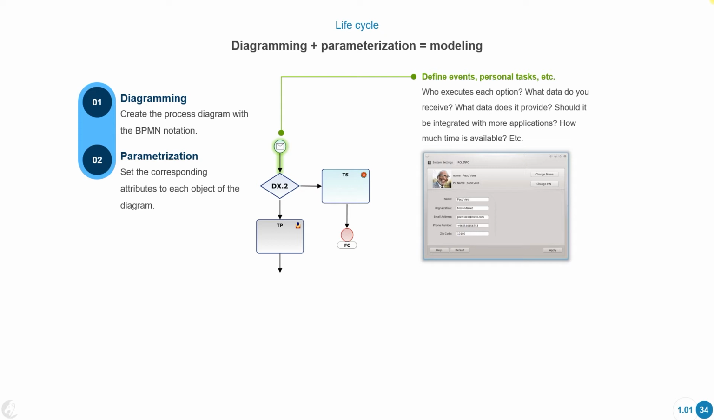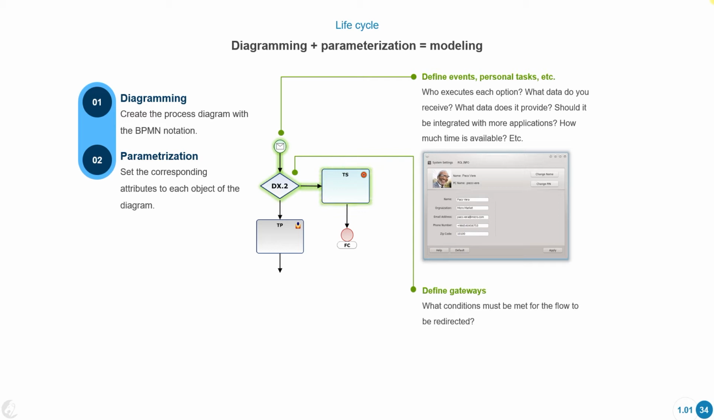Who's going to execute this option? What data has to be input? What data needs to be provided, or what data they're going to be able to see? Can it be integrated with other applications? How much time is going to be invested in it, and so on. Okay, so we're going to input these parameters. So each time the process is launched, the user who's going to interact with this process and this activity is going to know perfectly what he has to do at each moment.